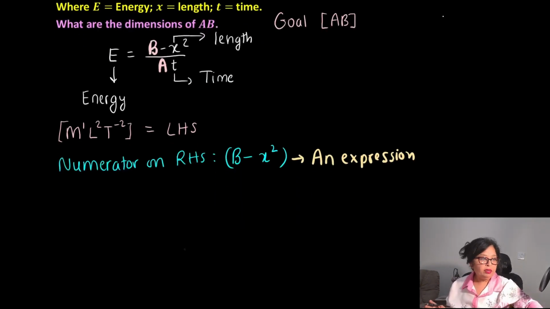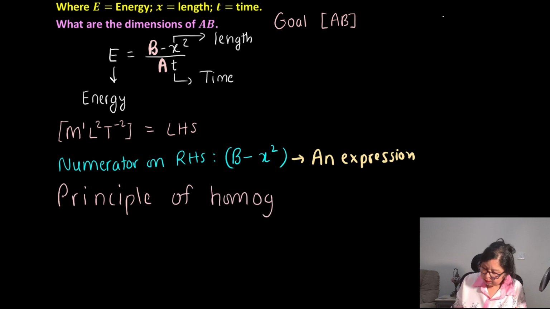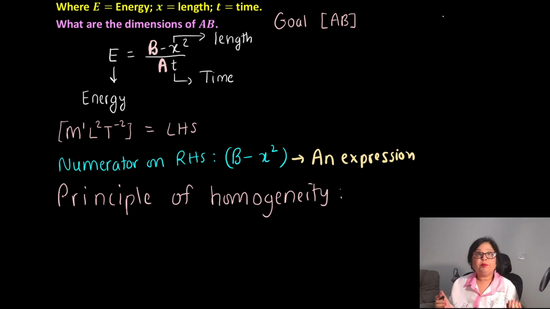So in this expression, we're going to use a certain principle that I have talked about quite a bit in the previous lectures. Do you remember what that is? We have talked about only one kind of principle. Principle of, tell me. Principle of homogeneity. What does it say? It says in an equation or an expression, every single term in the equation or the expression will have exactly the same dimensions.